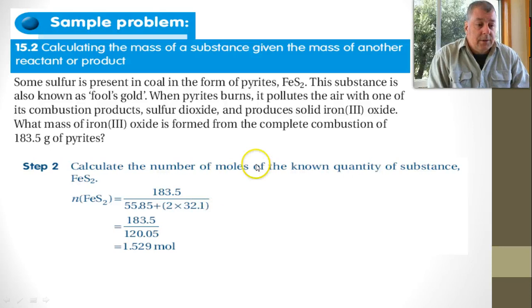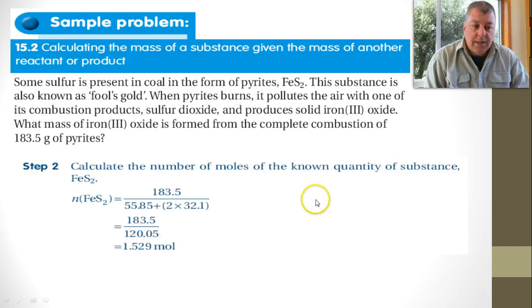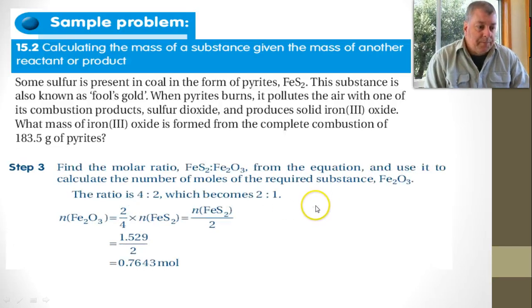So now we convert the mass into moles, so we divide by the molar mass of FeS2, and there's our calculation, and we get 1.529. Careful not to round too soon, because we want a degree of accuracy in our calculations. Next step is to use the molar ratio, and in this case the ratio is 4 to 2, which simplifies down to 2 to 1. You can use 4 to 2, you can use 2 to 1, your choice.